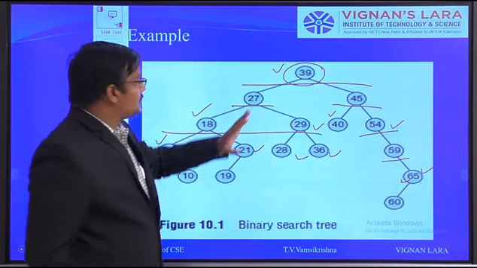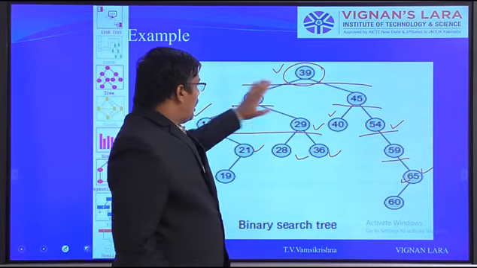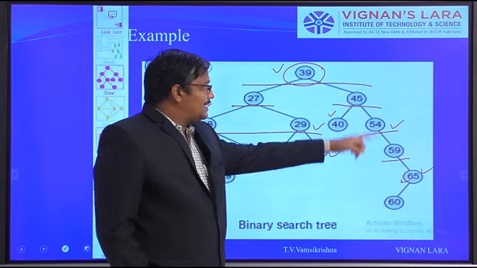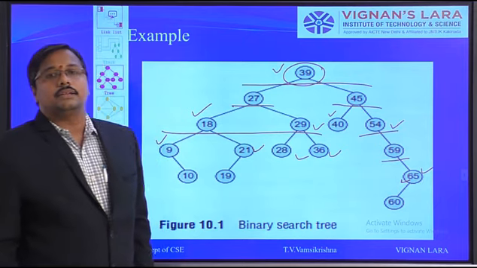So the condition is: for the root node, all the left subtree elements are lesser than the root node, and all the right subtree elements are greater than the root node.